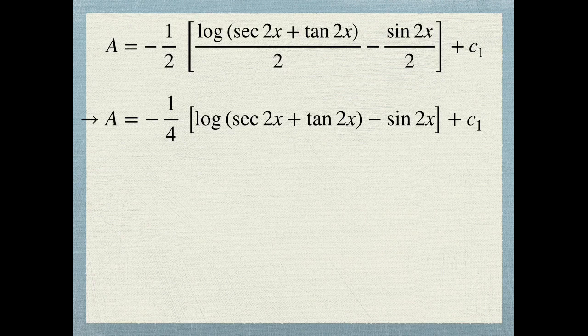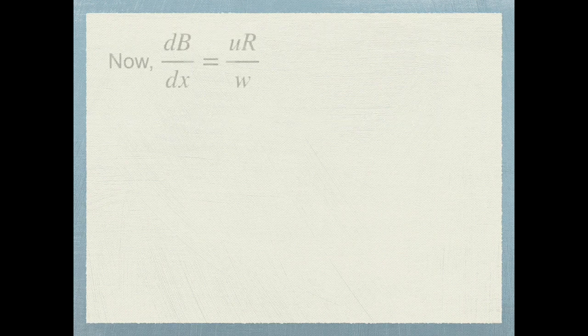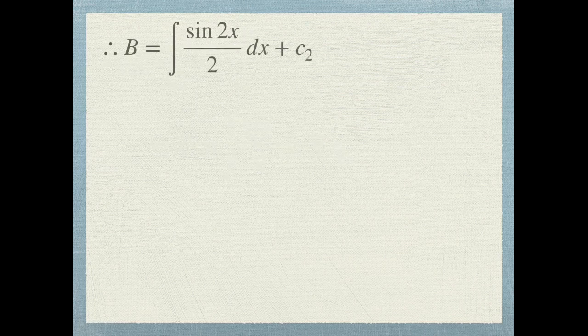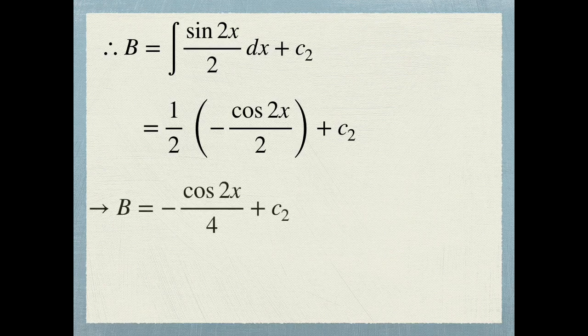In the next case, b is integration of ur by W dx plus c2. So in this case, I will be substituting the ur value, sin 2x, divided by the W value, 2. Of course, integration of sin 2x is minus cos 2x by 2. And after working out, I am getting the b value to be minus cos 2x by 4 plus c2.